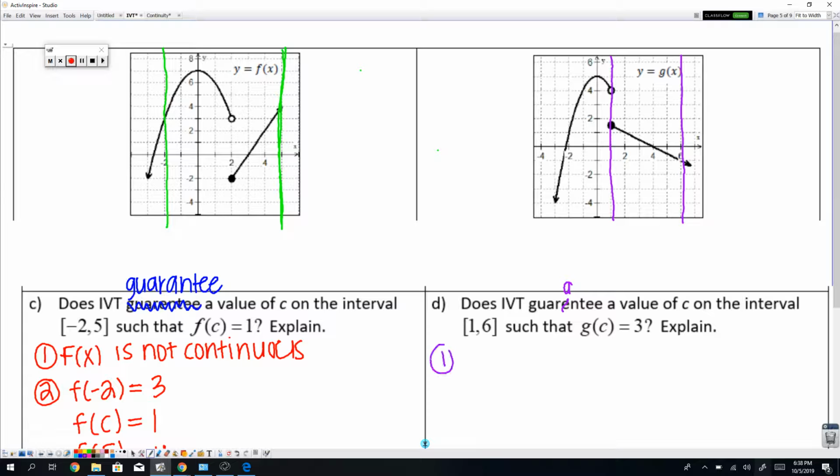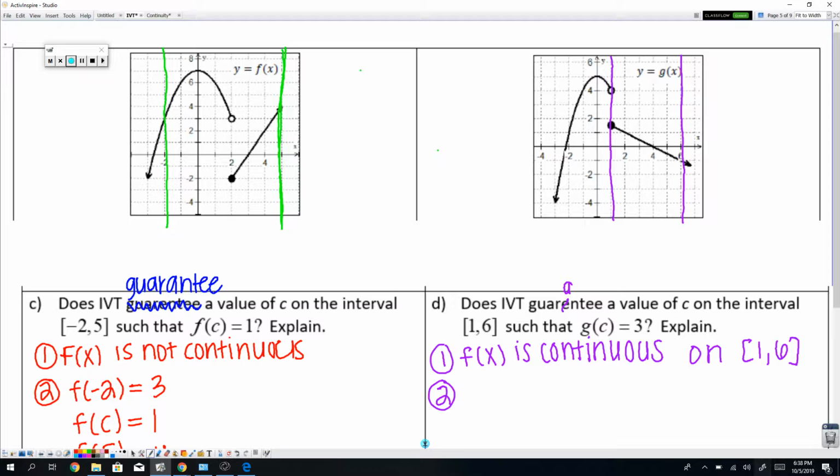So 1, f of x is continuous. Usually you would have to justify this, but since we have a picture of it, you do not need to justify. So it's continuous on the interval, okay? So you could say from 1 to 6, or on [1, 6] is probably a little bit better. So we'll put on [1, 6].